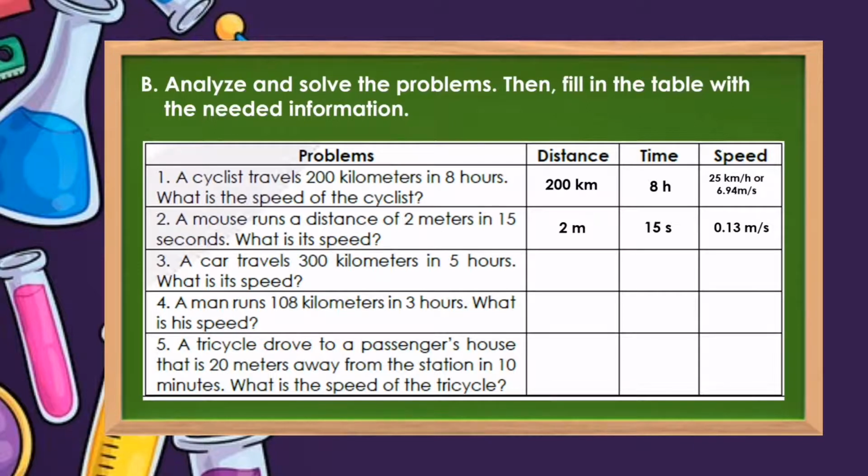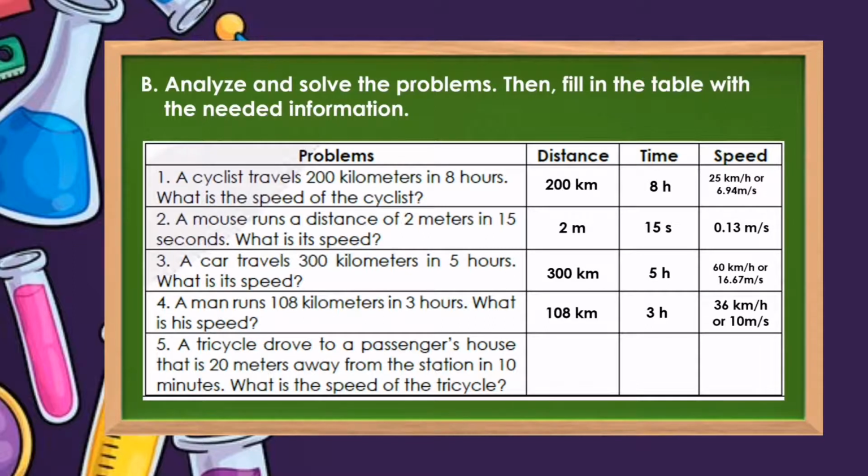Distance is 300 kilometers, time 5 hours, and the speed is 60 kilometers per hour, or 16.67 meters per second. Number 4. A man runs 108 kilometers in 3 hours. What is his speed? Distance is 108 kilometers, the time is 3 hours, and the speed is 36 kilometers per hour, or 10 meters per second.